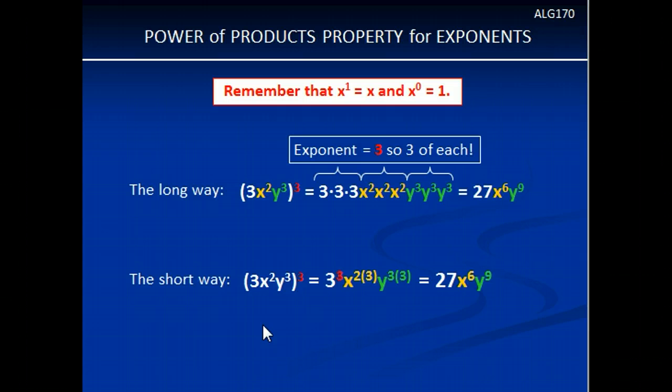So we use our property instead, and we just say, all right, our 3 is outside the parentheses. It applies to everything inside. So I've got 3 to the third, x squared to the third, and y cubed to the third. So I simply say, well, what's 3 to the third? 27. What's x squared to the third? We multiply our exponents. We get x to the 6th. And what's y to the third to the third? Well, it's going to be 3 times 3, which is y to the 9th. So all you have to do is apply the outside exponent to everything inside the parentheses.